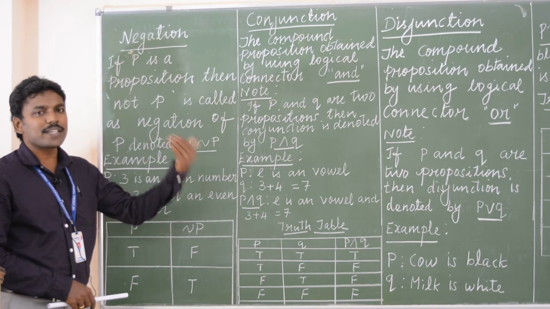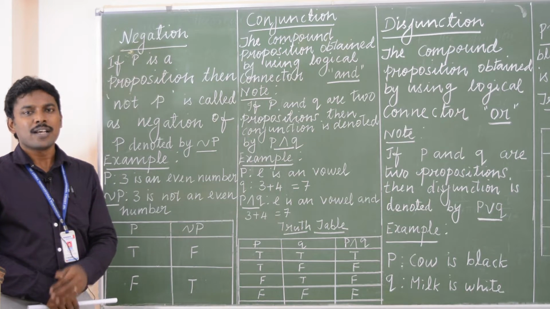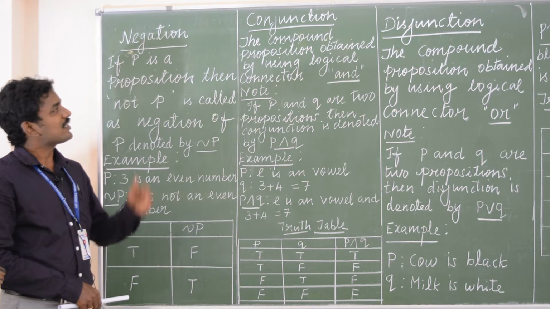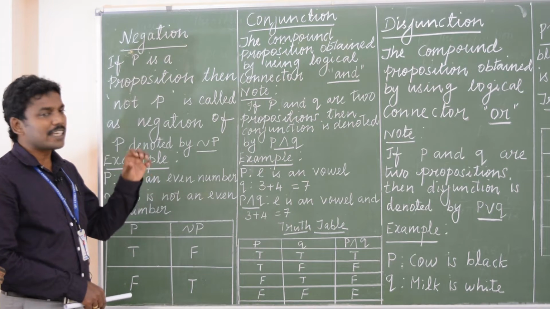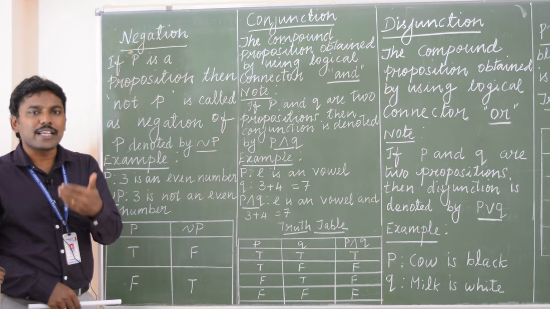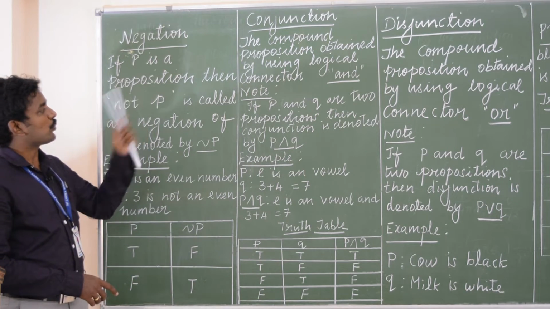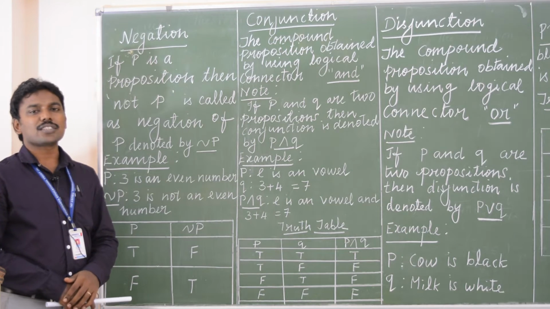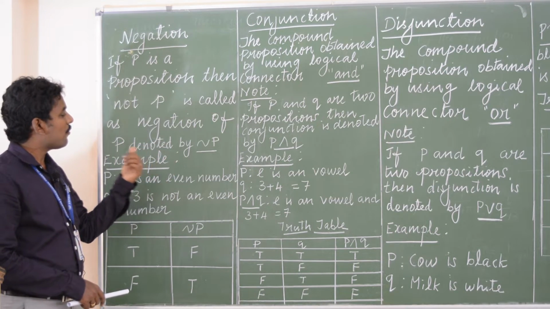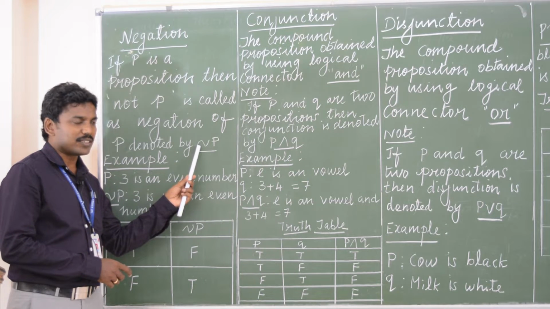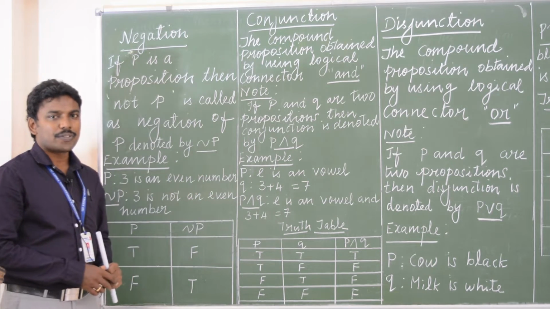And before moving into types of compound proposition, let me introduce one more definition. That is negation. What is the negation of a statement? I mean, negation of a proposition. So if P is a proposition, then "not P" is called the negation of P, which we denote by this symbol. Okay, this symbol, negation P.